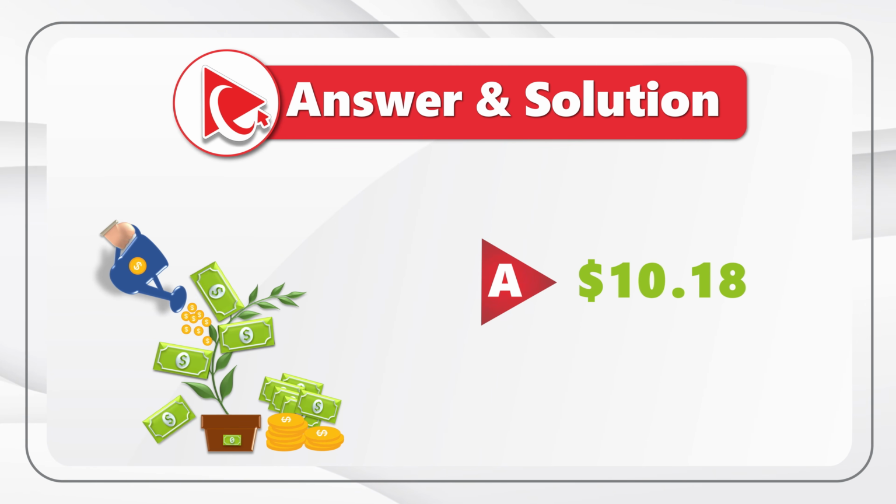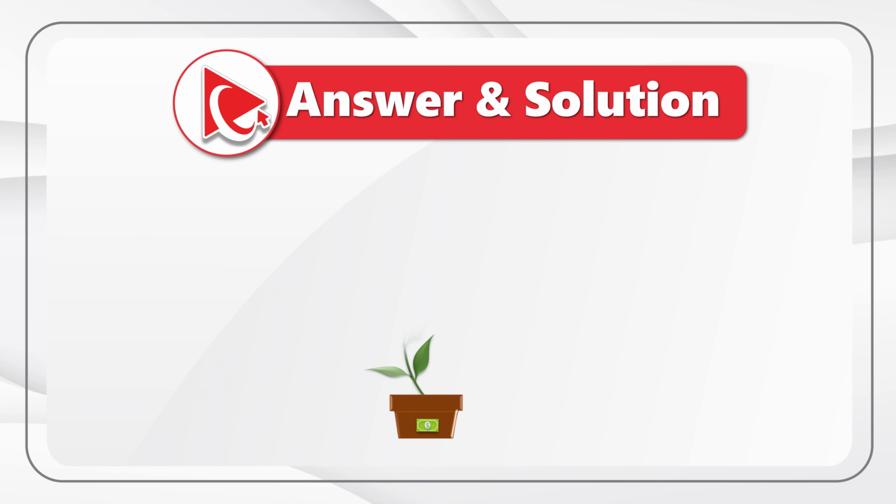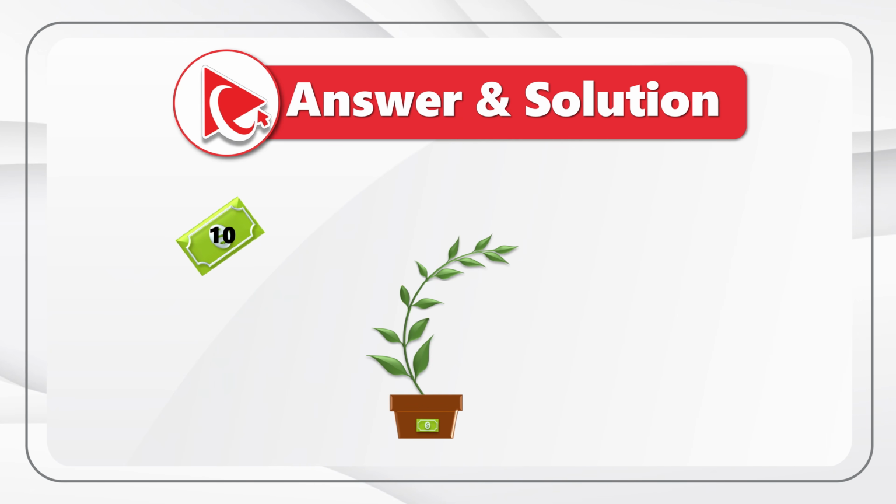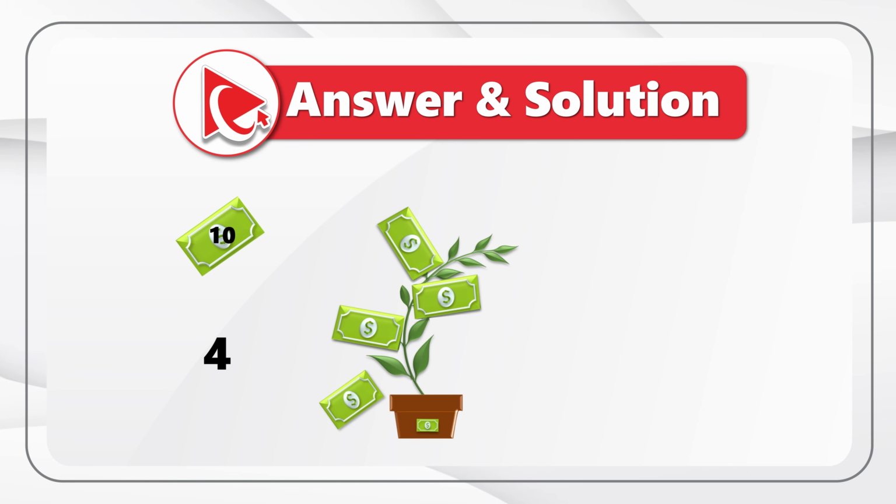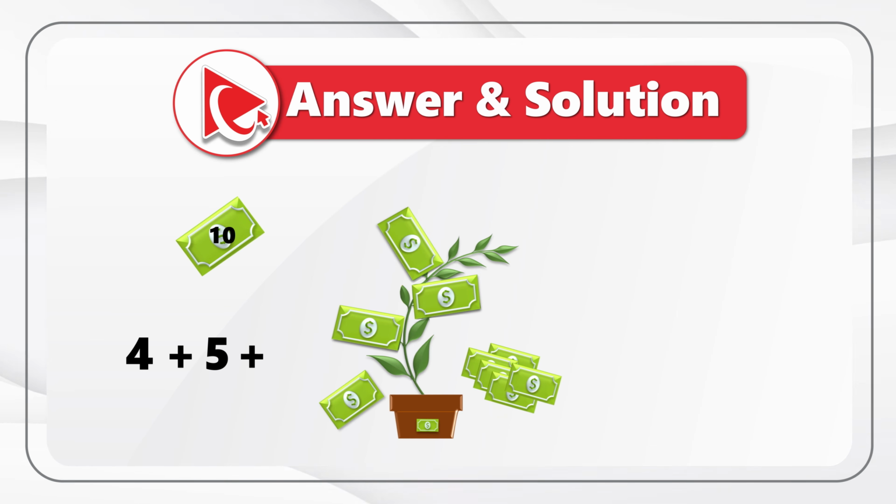$10.18. And here's why. I counted $10 in the picture. Let's start with the top of the money tree. 1, 2, 3, 4, and then on the right we see another group of the dollar bills. There are $5 there. Let's count them together. 1, 2, 3, 4, 5. And then we see the hard-to-notice dollar bill on the top of the flower pot.